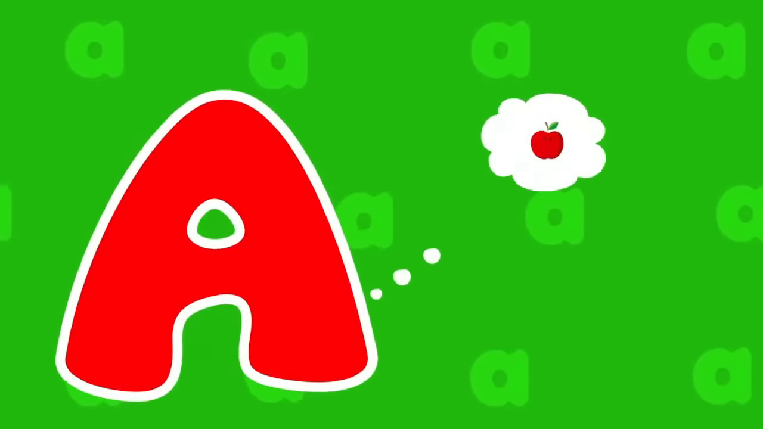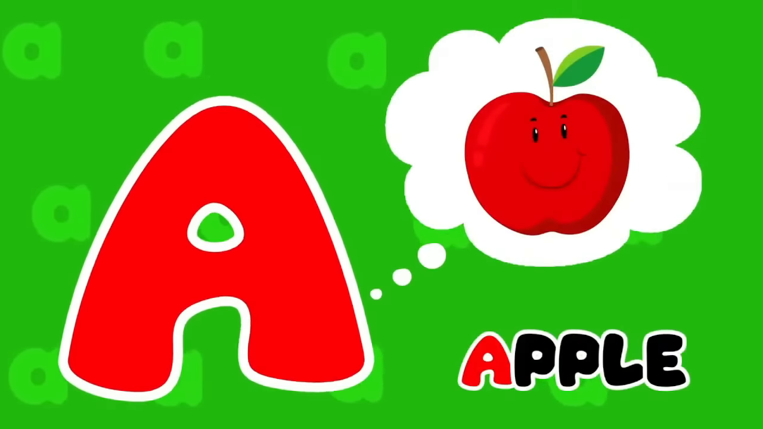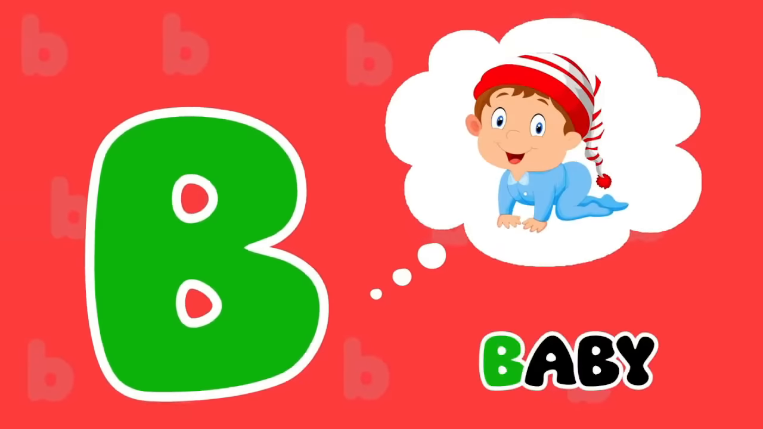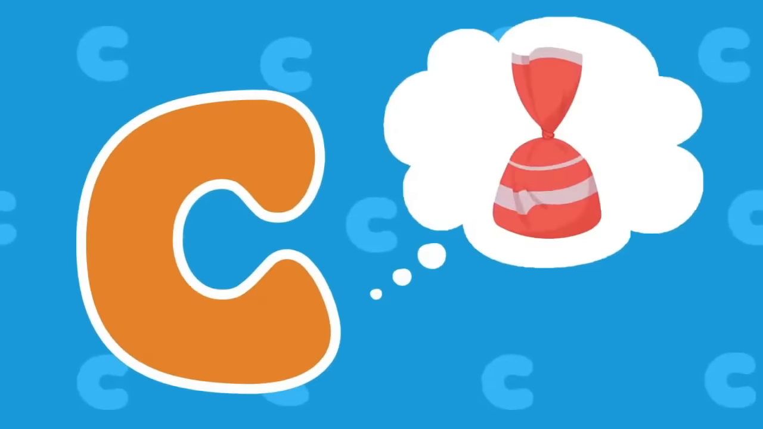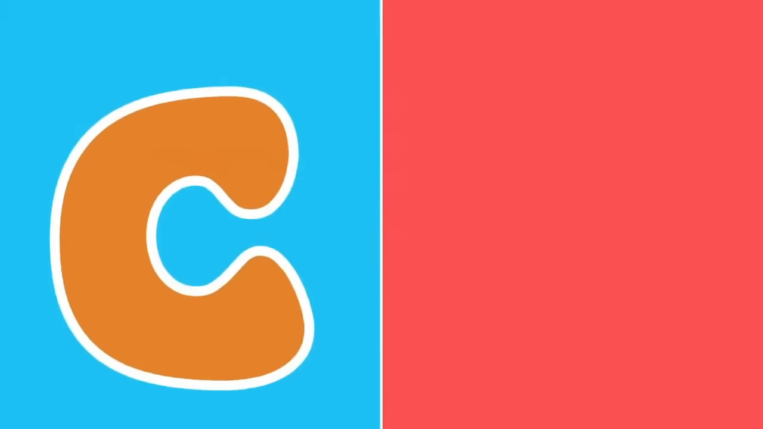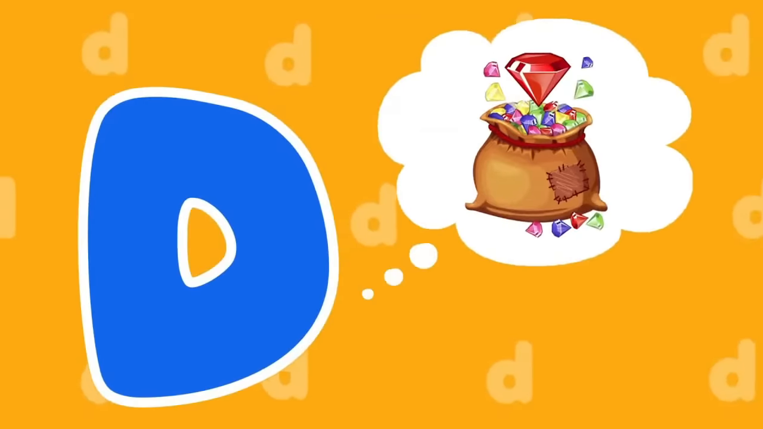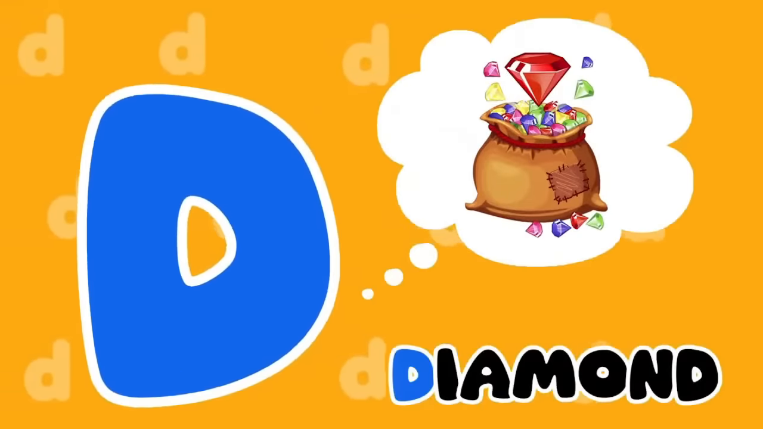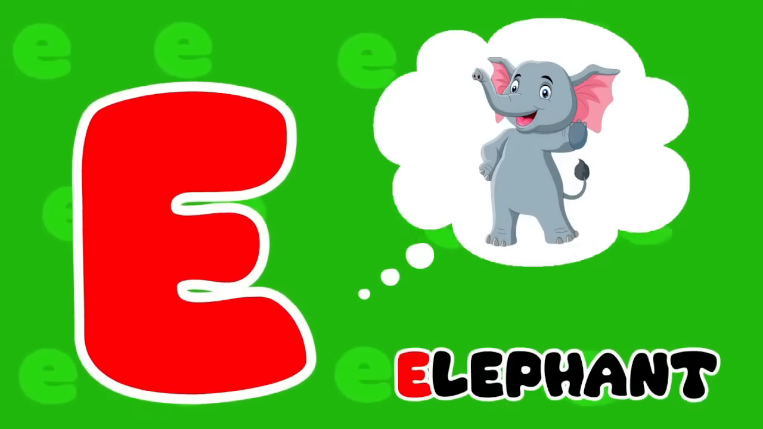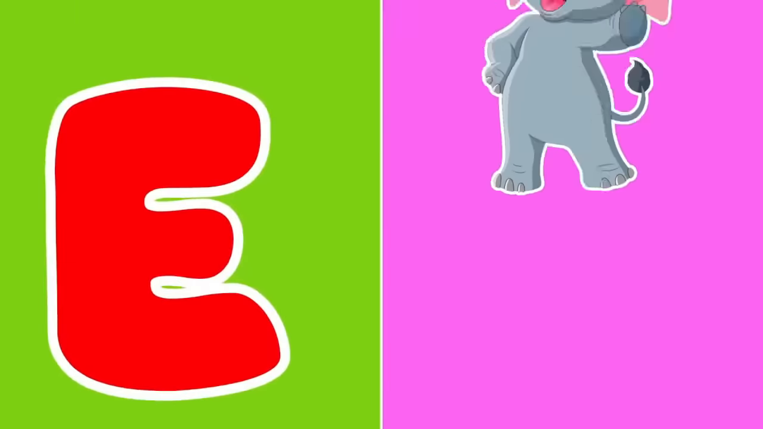A is for apple. A, A, apple. B is for baby. B, B, baby. C is for candy. C, C, candy. D is for diamond. D, D, diamond. E is for elephant. E, E, elephant.